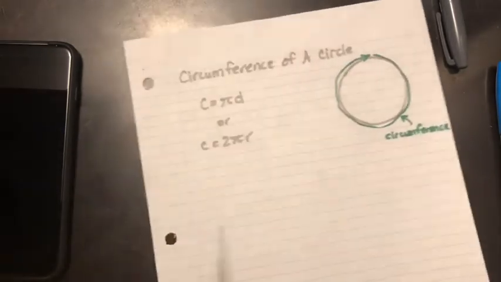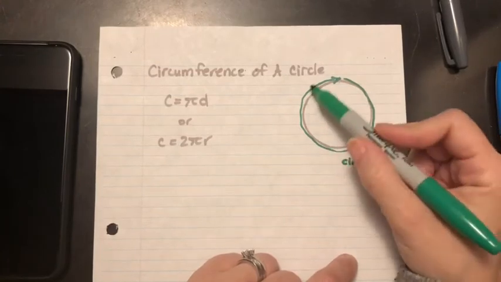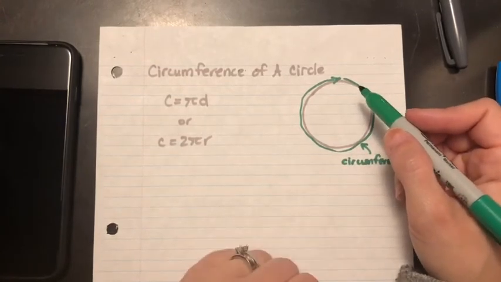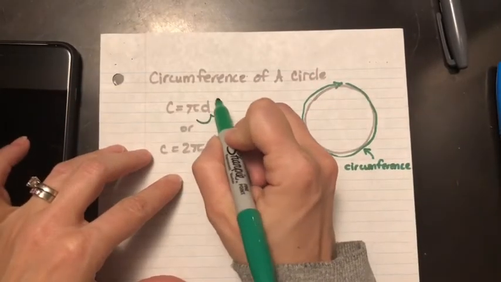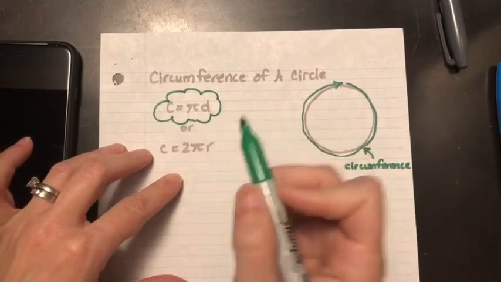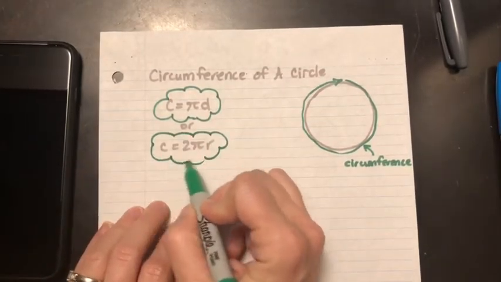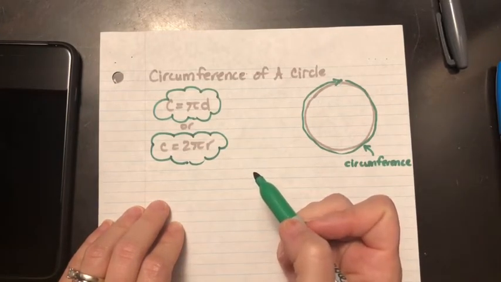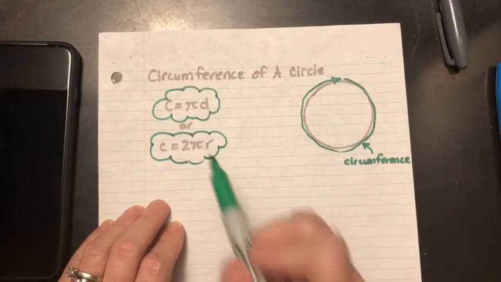Now, circumference of a circle. This is the distance all the way around the outside of that circle, okay? It's like perimeter, only it's circumference because it's a circle, okay? But it's the same idea. We've got two formulas here. You can go circumference equals pi times diameter, or you can go circumference equals 2 pi r, depending which information you're given. So if you're given the diameter, you would use this formula. If you're given the radius, you would use this formula.